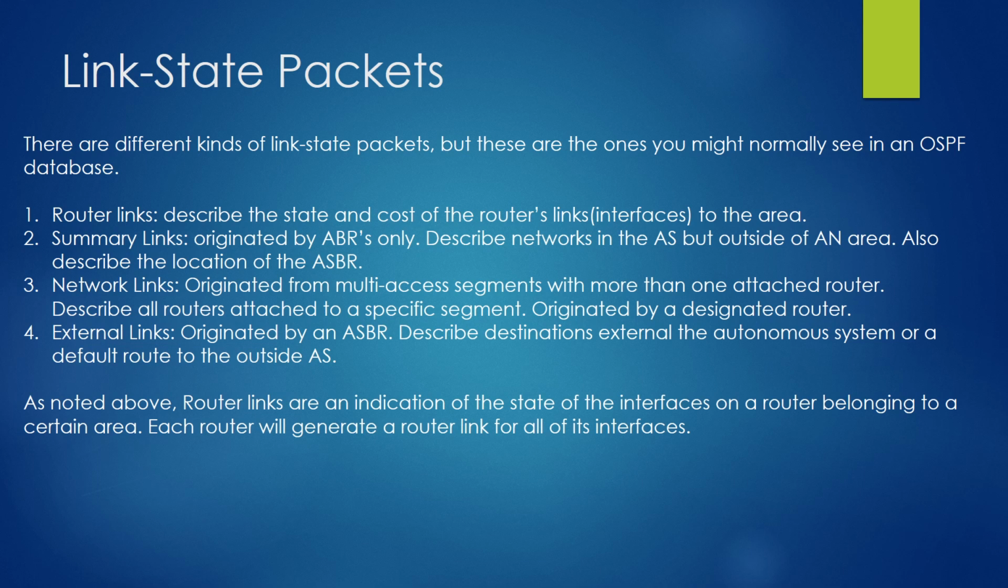Number 3, network links. Originated from multi-access segments with more than one attached router. They describe all routers attached to a specific segment and are originated by a designated router. Number 4, external links. Originated by an ASBR. They describe destinations external to the autonomous system or a default route to the outside AS. As noted above, router links are an indication of the state of the interfaces on a router belonging to a certain area. Each router will generate a router link for all of its interfaces.